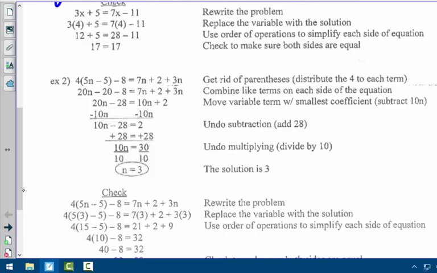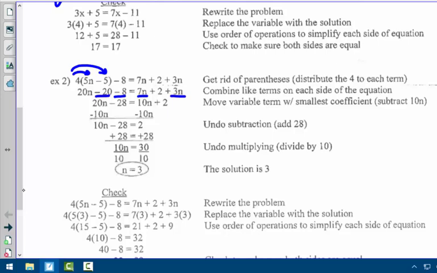Example number 2. So distributing 4 times that 5n is 20n, 4 times that negative 5, right? Because we look left of numbers. So 4 times negative 5 is negative 20. Minus 8 equals 7n plus 2 plus 3n. So combine like terms. We've got a 7n and a 3n on the right-hand side, and on the left, we have negative 20 and negative 8 that we can combine. So you can see they've done that.